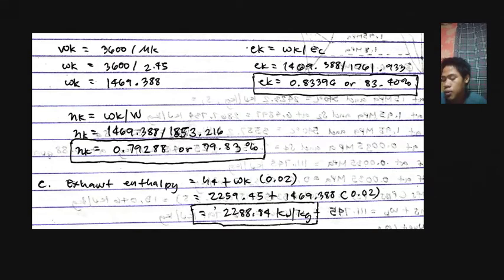The value of H4 is 2259.45 while WK is 1469.388. And by calculating it, exhaust enthalpy equals 2288.84 kilojoules per kilogram.